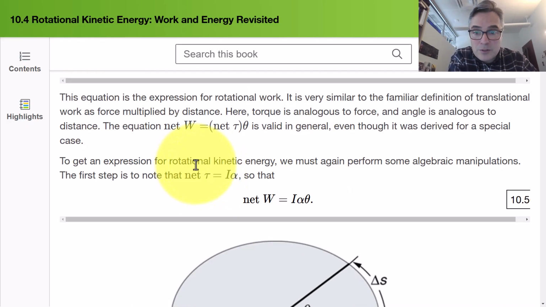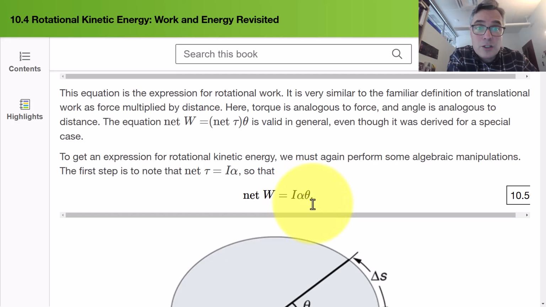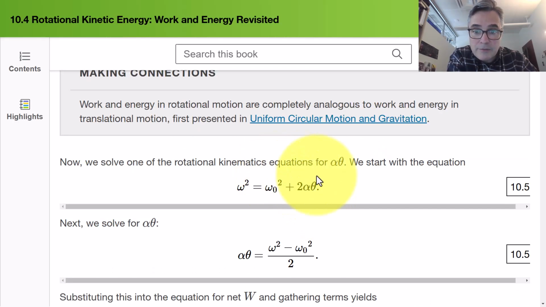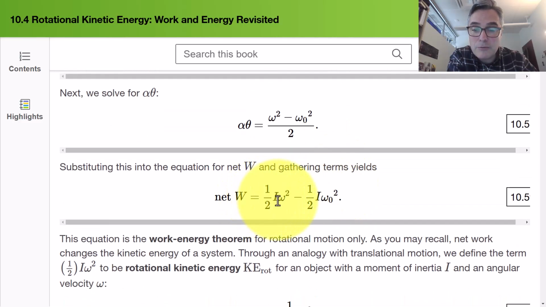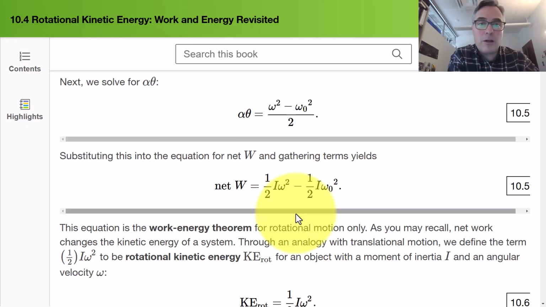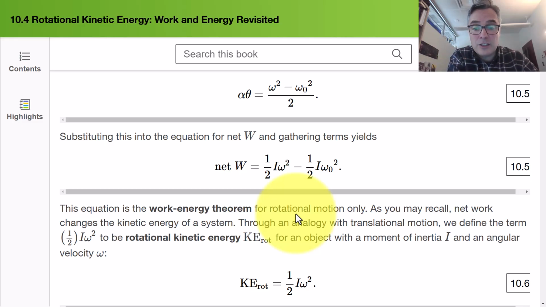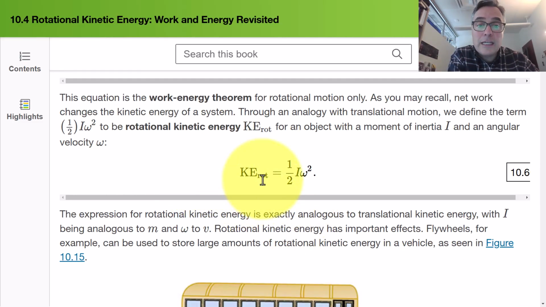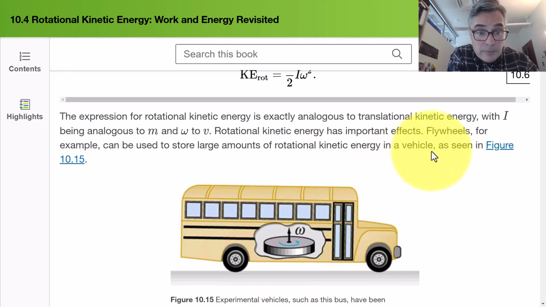And remember, from Newton's second law for rotation, the net torque is equal to the rotational inertia times alpha. So it's I times alpha times theta should be the energy that it picks up. And if you use the rotational kinematics equations, you can rearrange this and you get that the net work is 1/2 I omega squared. And that looks really similar to 1/2 mv squared for translational kinetic energy. So this is called rotational kinetic energy. If an object has a moment of inertia I and an angular velocity omega, it's storing rotational kinetic energy 1/2 I omega squared.